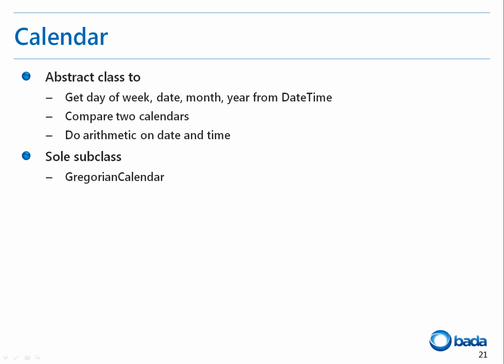Next, I'll introduce the calendar class. The calendar is basically an abstract class that provides functions to identify the day of the week, the date, the month, and the year of the specified date. In addition, the class provides a function to compare two calendars and the arithmetic functions to add or subtract a date from another date. For example, you can calculate the date and time 40 hours from now. The class in which this calendar abstract class is implemented is the Gregorian calendar class.